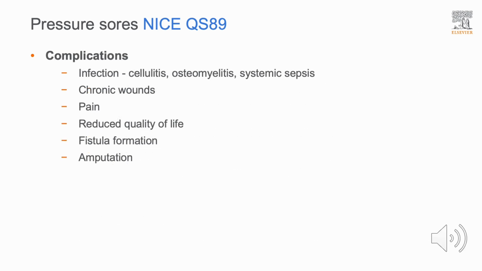Complications of pressure sores include infection, which can lead to cellulitis, osteomyelitis, and further develop into systemic sepsis, and this is the most significant complication. Chronic wounds can develop, which can lead to pain, reduced quality of life, fistula formation, and may subsequently lead to amputation in lower limb pressure injuries.